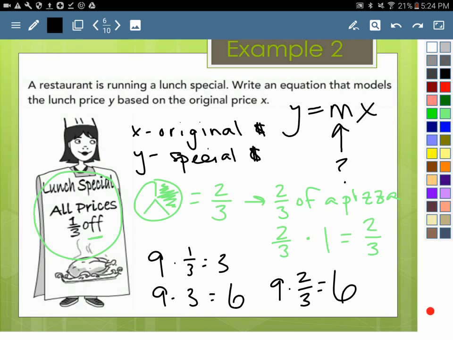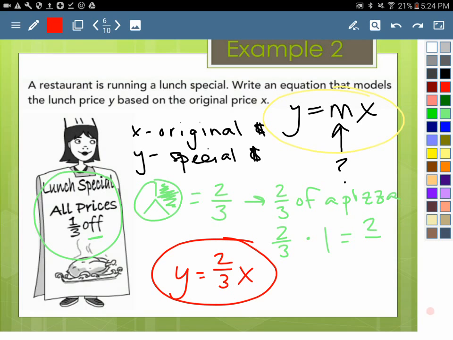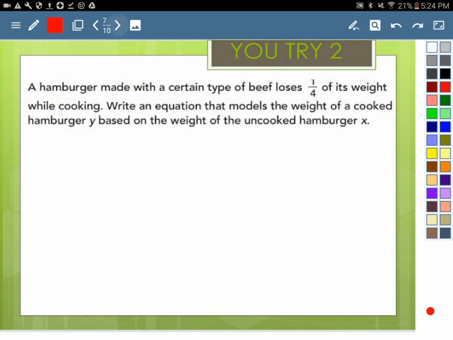So whether you multiply it by 1/3 and then take it away from the original price, or you just multiply by 2/3, it's going to do the exact same thing. So what I want to do with this is now just create our equation. Our equation needs to be in the form y equals mx. So my multiplier here should be 2/3. So my ultimate answer here, my equation should be y equals 2/3 x. So now that we've done that, go ahead and take a look at your U-Try.